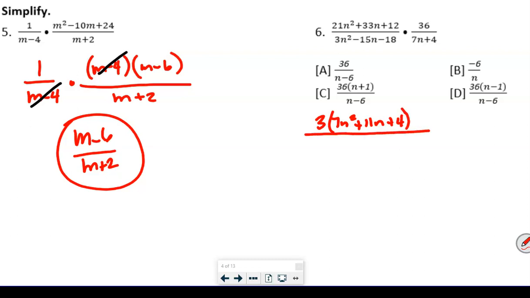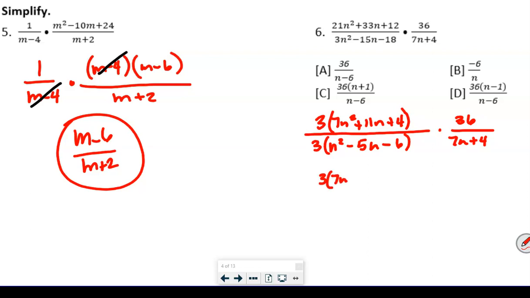Then down here, again, we got another GCF of 3, so factor that out of the 3n squared, that's n squared minus 5n minus 6, okay? Then we got over here this 36 and this 7n plus 4, okay? So now we can factor the numerator more and the denominator more. So let's go ahead and do that.